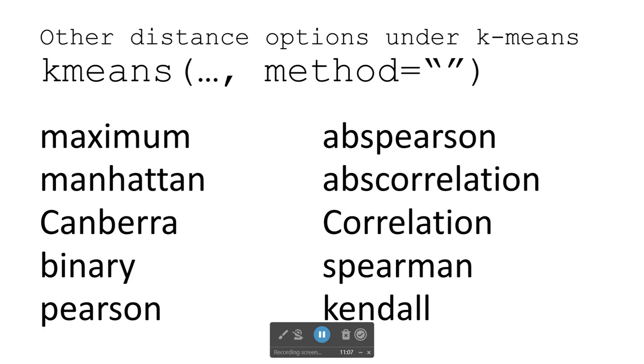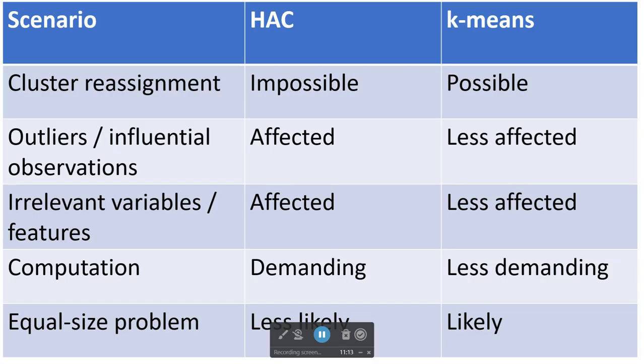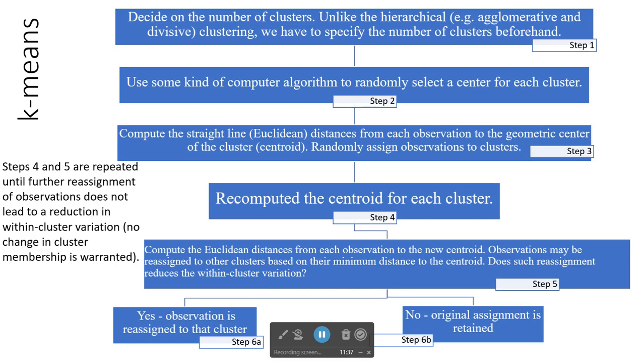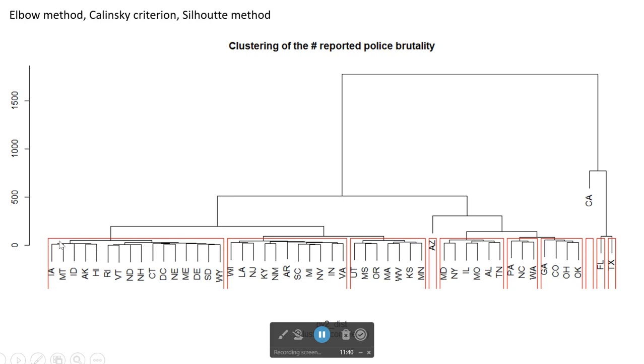And here are the other distance options we just saw by Googling. And here's the main differences between the two clustering approaches. In hierarchical agglomerative clustering, once observations are assigned to a cluster, they cannot be reassigned to another cluster, as we can see from here. They can just be combined with other smaller clusters to form a bigger cluster, but cluster membership does not change.